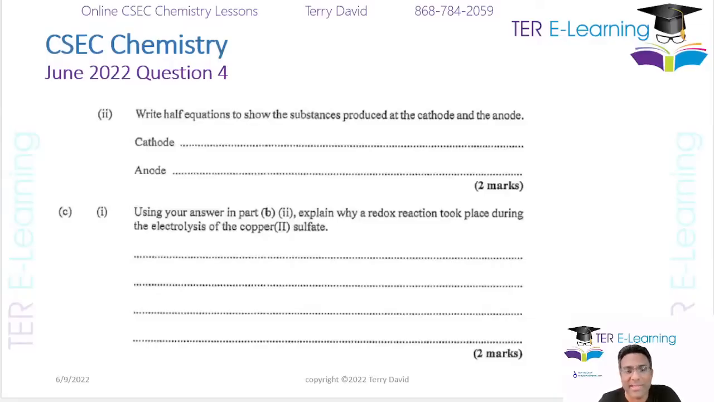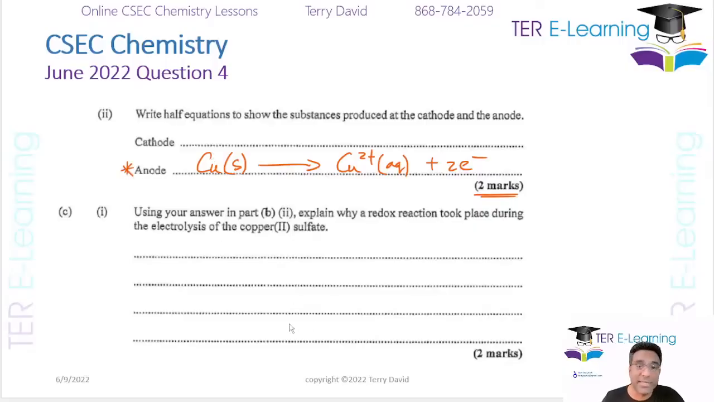So at the anode, let's start with the anode. What's going to happen is that the anode actually goes into solution. They want to know what's happening at the cathode and at the anode. So the anode, which is copper solid, is actually going to be converted into Cu2+ ions plus 2 electrons. I'm kind of surprised they only gave 2 marks here. Normally they will give us about 6 marks to do that. So at the anode, that's what's happening here.